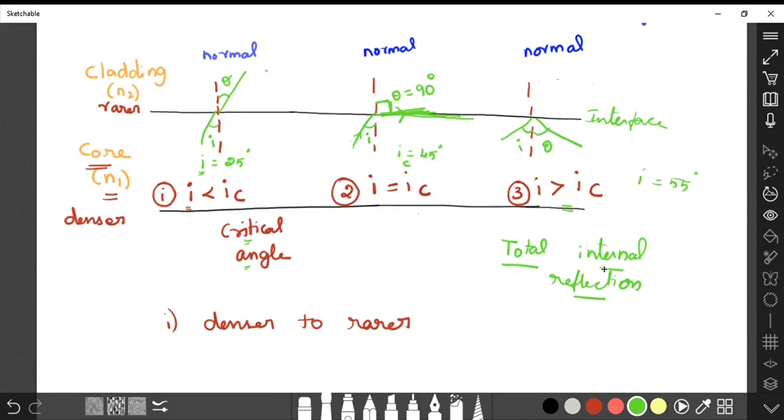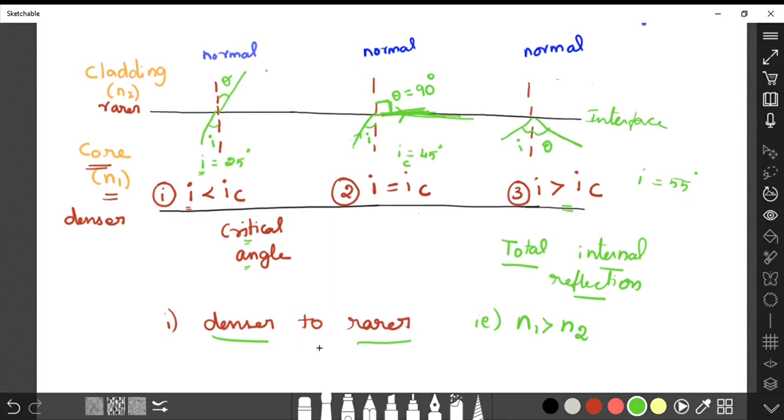The phenomenon of total internal reflection takes place when it satisfies two conditions. What is the first condition? The light should travel from denser to rarer medium, that is, N1 greater than N2. For a short answer, you can write like this: the total internal reflection takes place only by satisfying this condition, that the light should travel from denser to rarer medium.